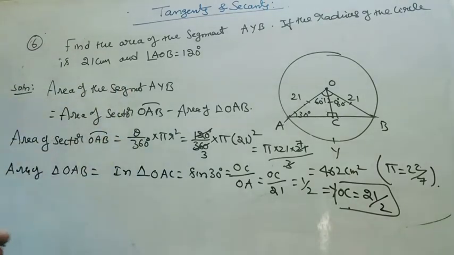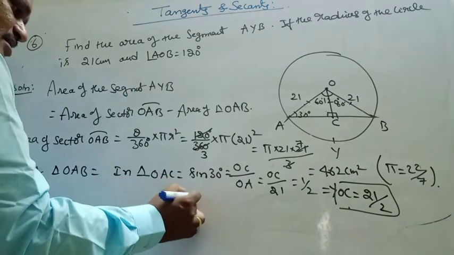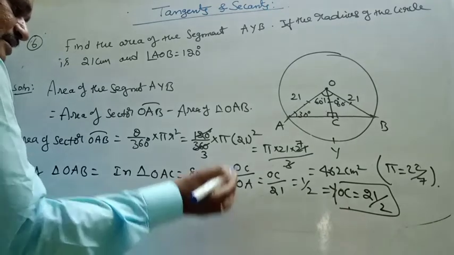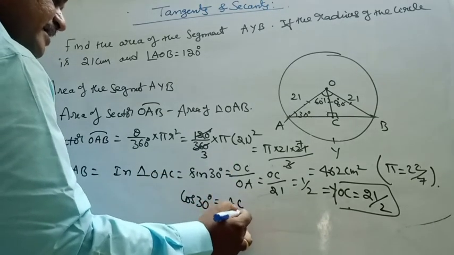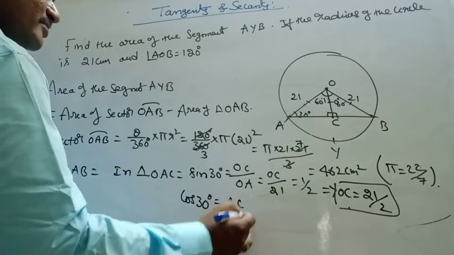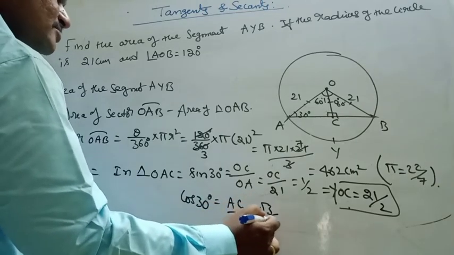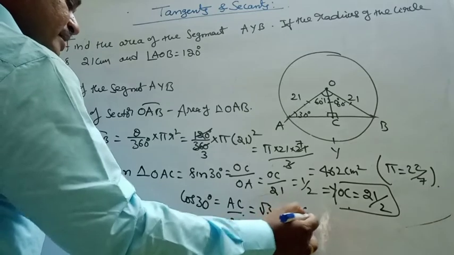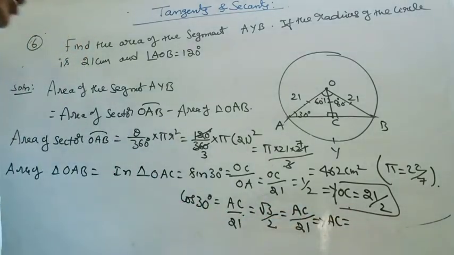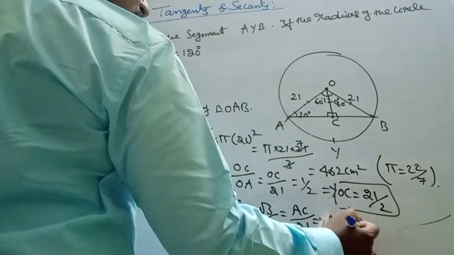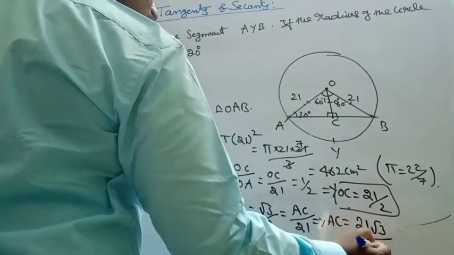Now we need AC. Let us take cos 30 degrees, adjacent side by hypotenuse. Cos 30 degrees is root 3 by 2, which is equal to AC by 21. From that, AC is equal to 21 root 3 by 2.